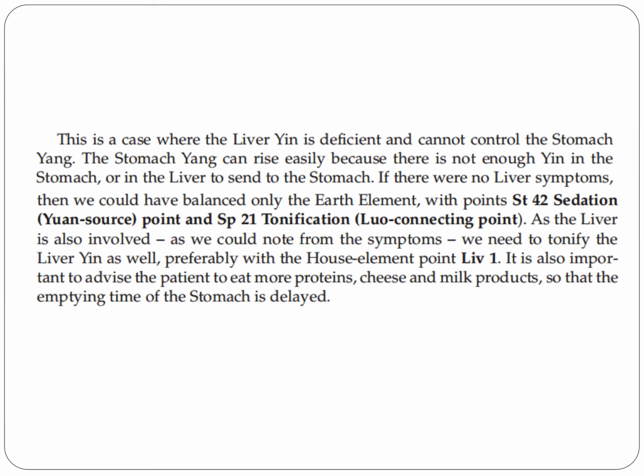So if there were no liver symptoms, then we could have balanced only the earth element with point stomach 42, sedation, which is the yuan source point, and spleen 21, tonification, which is the luo connecting point. As the liver is also involved, we could note from the symptoms, we need to tonify the liver yin as well, preferably with the horary element point liver 1. It is also important to advise the patient to eat more protein, cheese, and milk products so that the emptying time of the stomach is delayed.